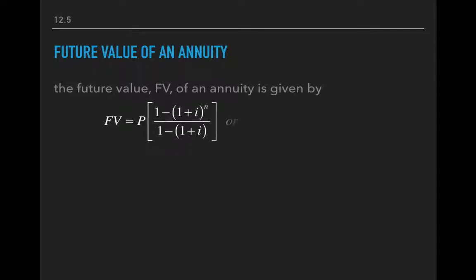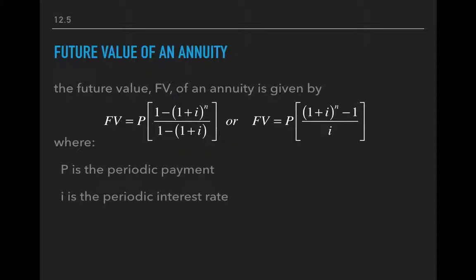It is given by the following formulas. The one on the right has been simplified some just by factoring, and the one on the left works as well. Now each of those letters has a meaning. The P is the periodic payment amount, the I is the periodic interest rate, and N is the number of periodic payments. So everything is in terms of the period that we're working in. Let me show you how this works with some real numbers.